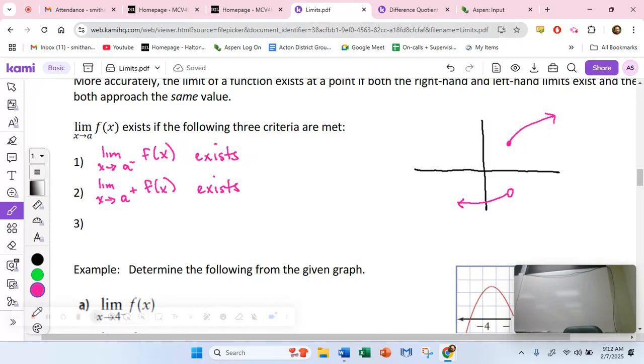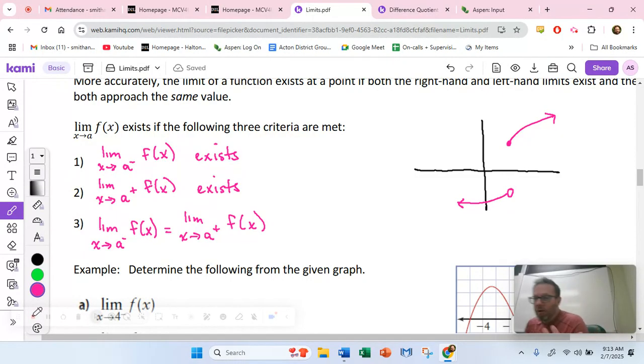It is a function, but the left-hand limit approaches one number. The right-hand limit approaches a different number. It wouldn't make sense to say that the limit as x approaches this value exists. We need a third condition. Not only do these two things have to exist, they have to equal the same number. So the left-hand limit has to equal the right-hand limit. That's the third condition. The limit as x approaches a from the left of f of x is equal to the limit as x approaches a from the right. Left-hand limit equals right-hand limit.